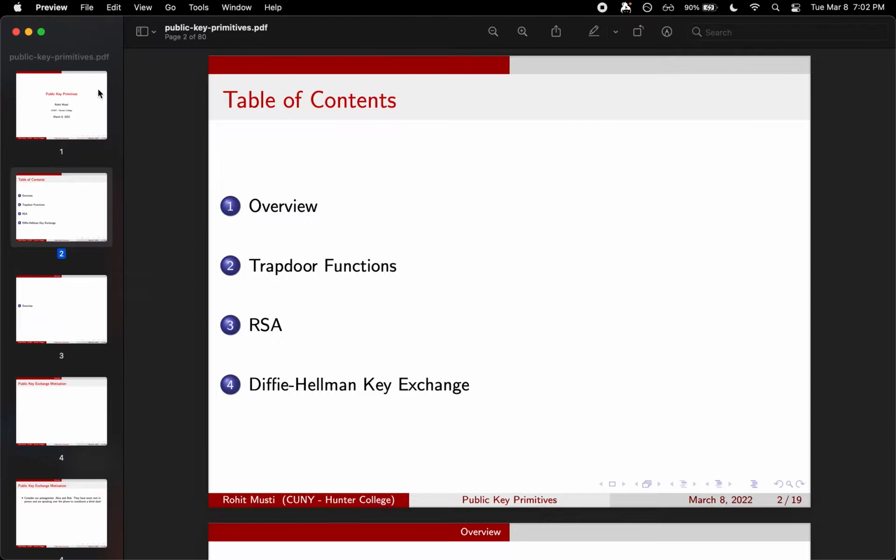So during this lecture, we're going to do an overview of what we exactly mean by public key primitives, and in particular what we mean by key exchange. Then we will spend some time describing the abstract notion of what a trapdoor function is. Next, we will go over the well-known protocol, RSA. And finally, we will discuss the Diffie-Hellman Key Exchange protocol.